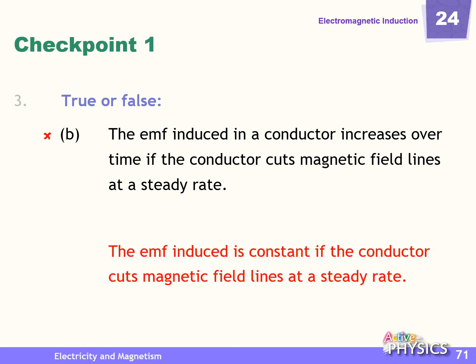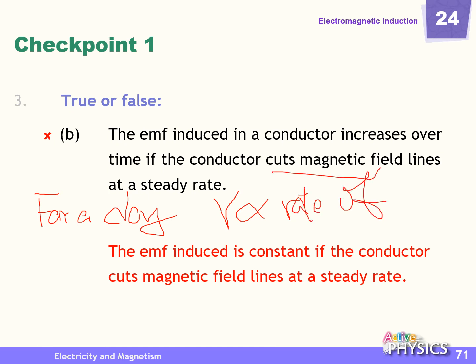Okay, so the answer again is wrong. The EMF induced is constant if the conductor cuts the magnetic field lines at a steady rate. According to Faraday's law, the magnitude of the induced EMF is directly proportional to the rate of cutting field lines, or the rate of change of magnetic field lines. In this case, the rate of change of magnetic field lines is constant, so the induced voltage doesn't change.